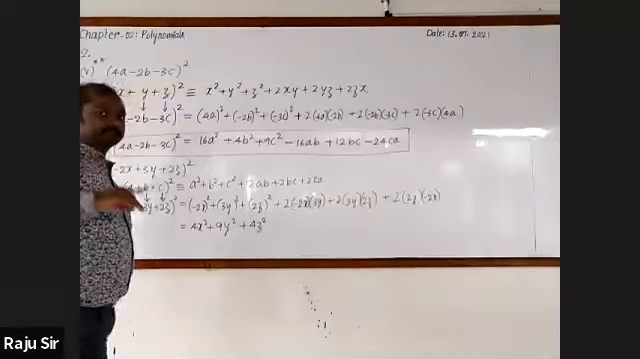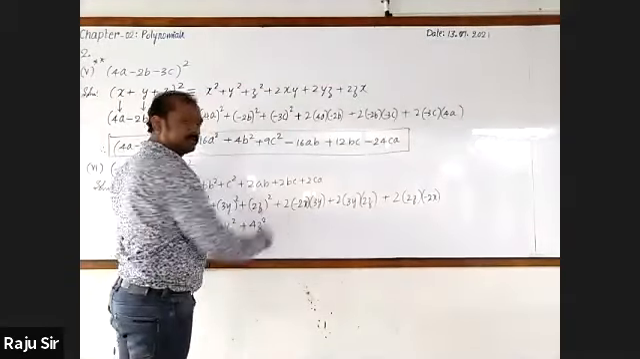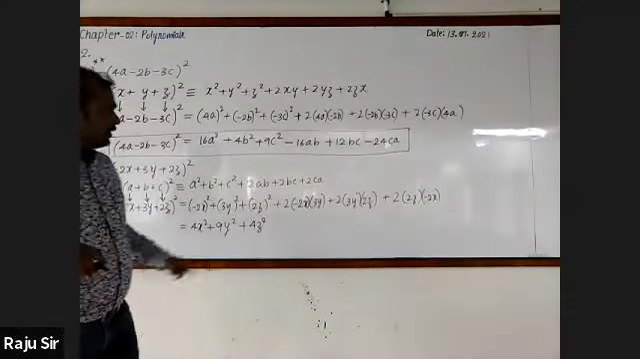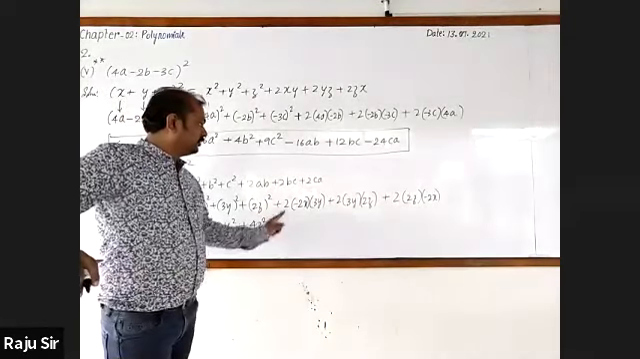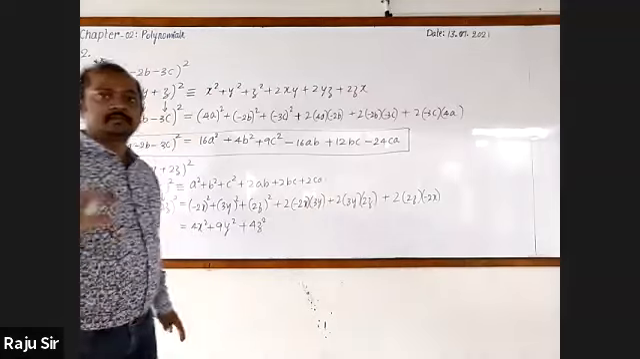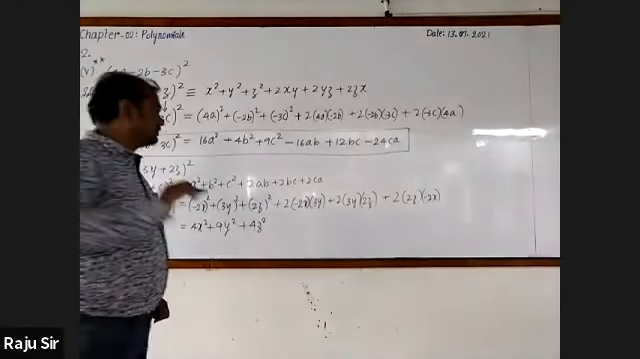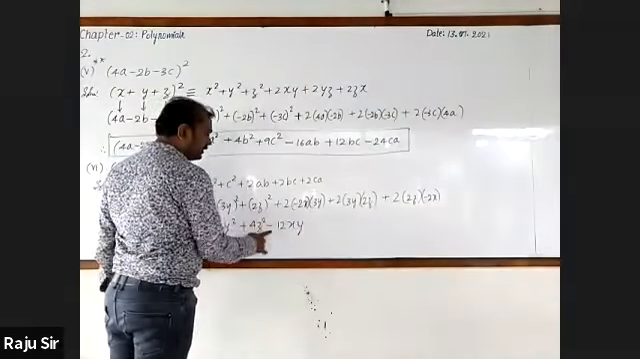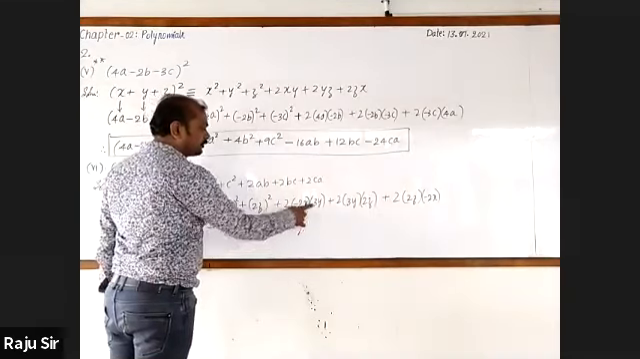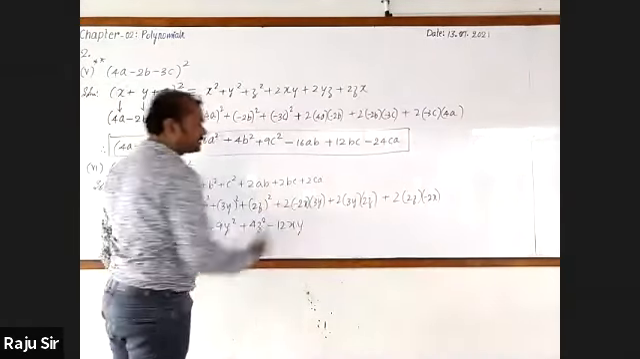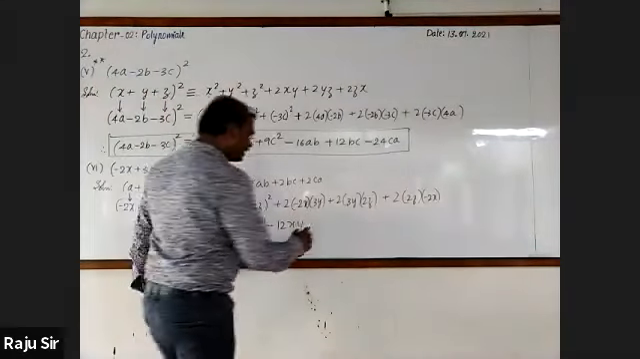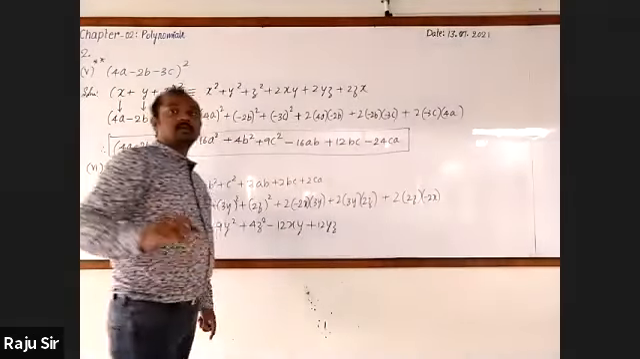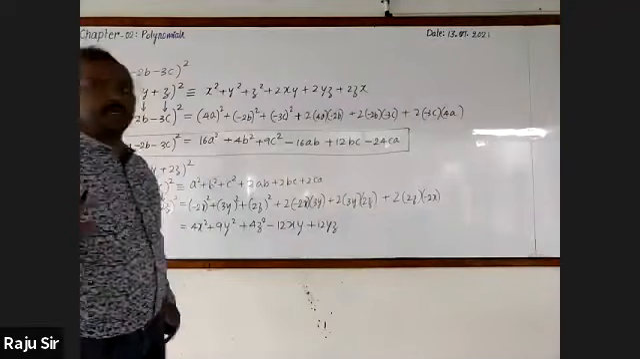Shreya, tell. Minus 12xy. It is minus 12xy. See that? First the sign is minus, and multiply the numbers: 2 twos are 4, 4 threes are 12. Next, y into z: plus 12yz. Shreya is giving the response, let her tell.